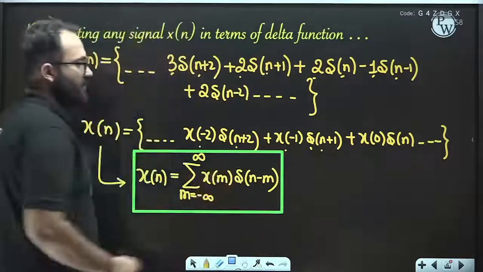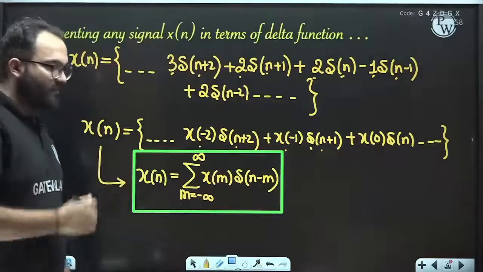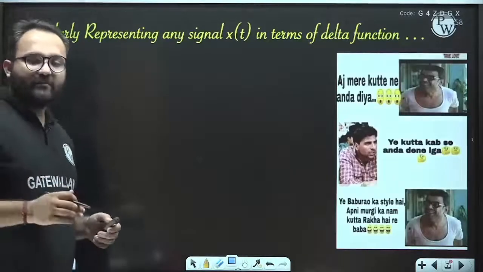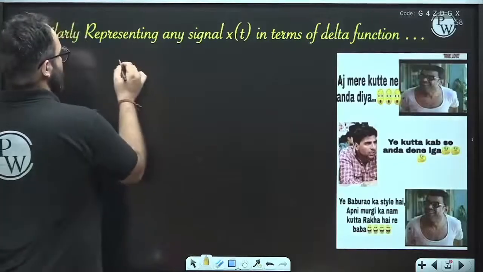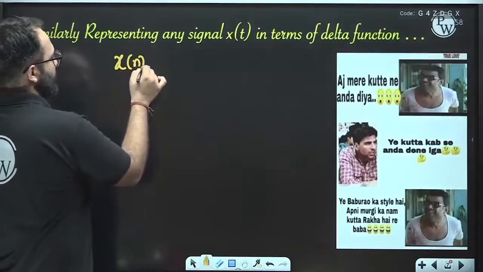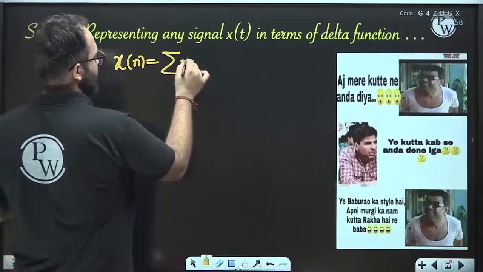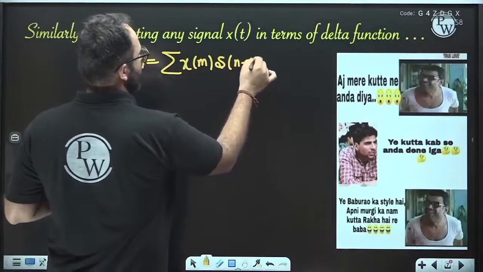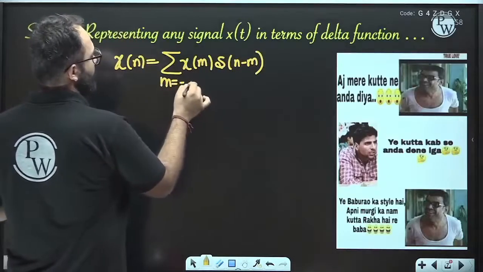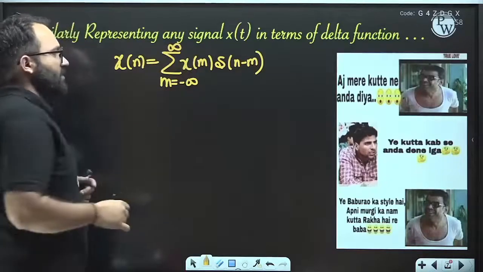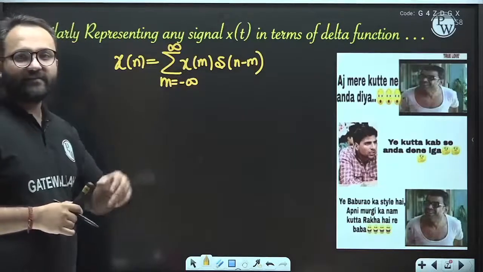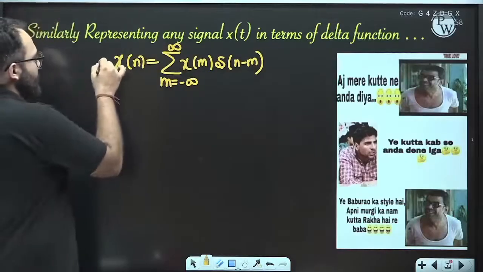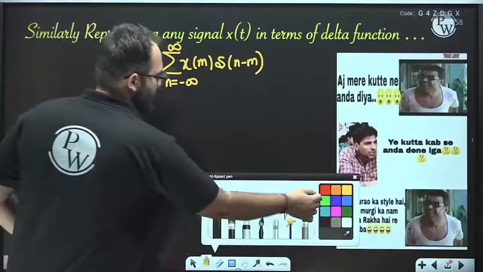Okay, so this is a very important representation, very important expression. Now exactly in a similar manner, since we can write any signal x[n] in terms of deltas, it is like this: x[m] delta[n minus m], where m is going from minus infinity to infinity. Here the summation variable is m. Now exactly in a similar manner, we can write x(t) also in the time domain.